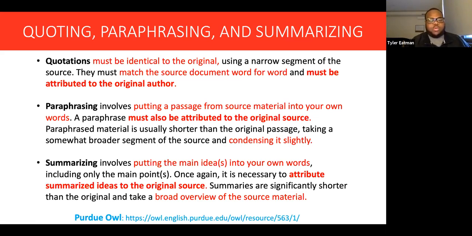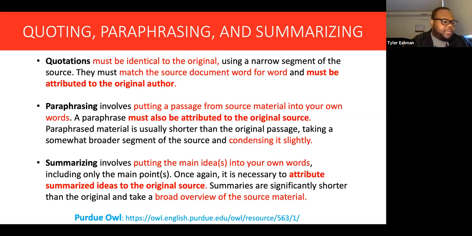Next is quoting, paraphrasing, and summarizing. There are different things to do when trying to prevent plagiarism, so having these is important. With quotations, it must be identical to the original, using narrow segments of the source. They must match the source document word for word. It must be accountable to the original author. So make sure you have this work available to you, that it's word for word, and that you have the quotations in the right style for it.